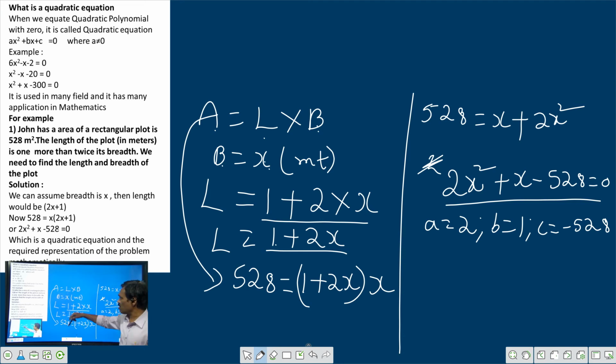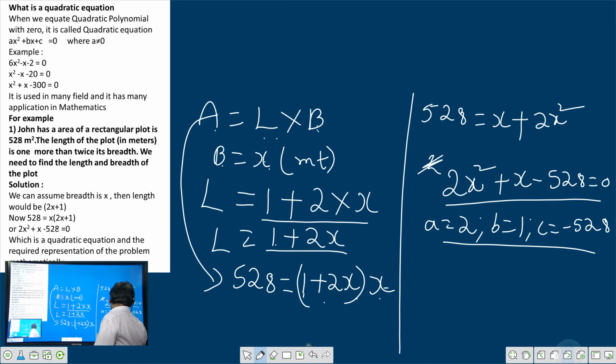Substitute the given information in the given form. This is our formula: area is equal to length into breadth. Area is given in the question as 528 square meters. In the place of length, I am substituting 1 plus 2x. In the place of breadth, I am substituting x. So 528 is x into 1, x, 2x into x, 2x square plus x. Taking 528 to this side, it becomes minus 528. So my A is 2, B is 1, C is minus 528.